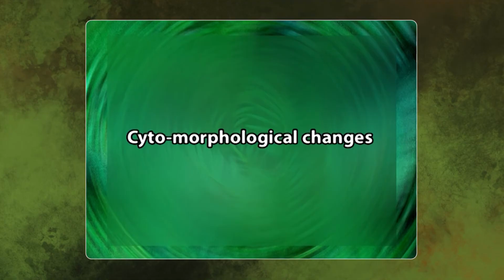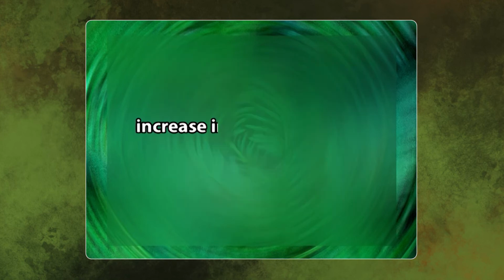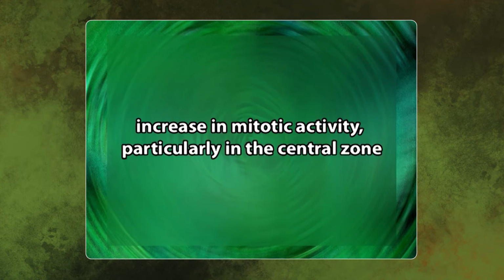Cytomorphological changes in the shoot apical meristem. Despite the developmental differences between single flowers and inflorescences, the changes in the shoot apical meristem from vegetative to floral are remarkably similar. One of the earliest events in the transition from vegetative to floral is an increase in mitotic activity, particularly in the central zone. The distinction between the central zone and the peripheral zone is lost as mitotic activity becomes uniformly high. Associated with the increase in mitotic activity is an increase in meristem size and usually a change in shape.